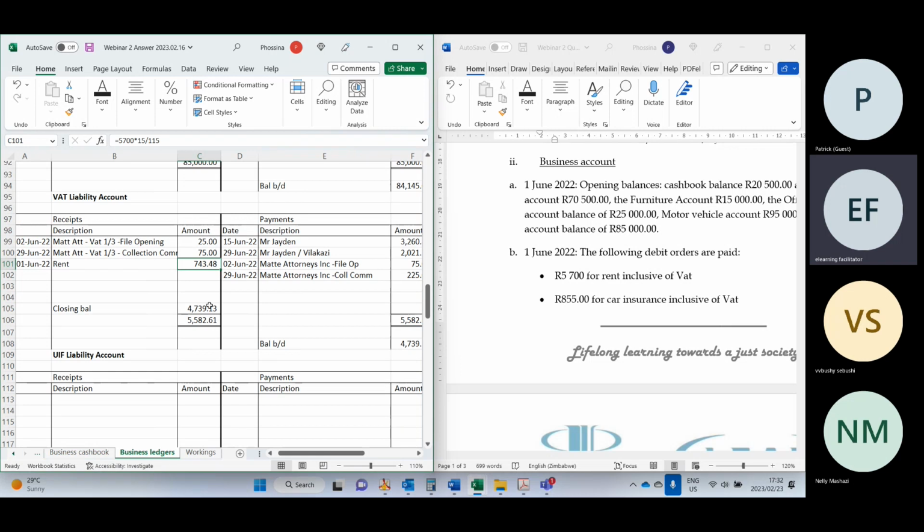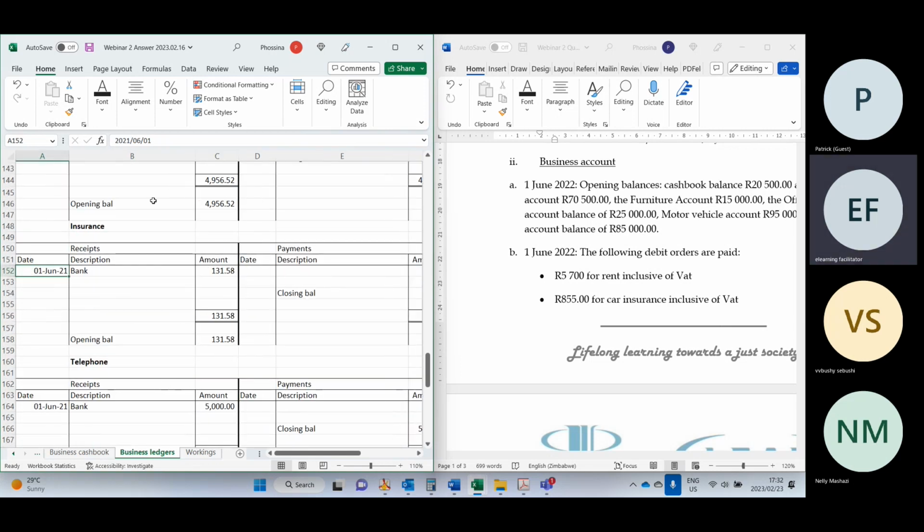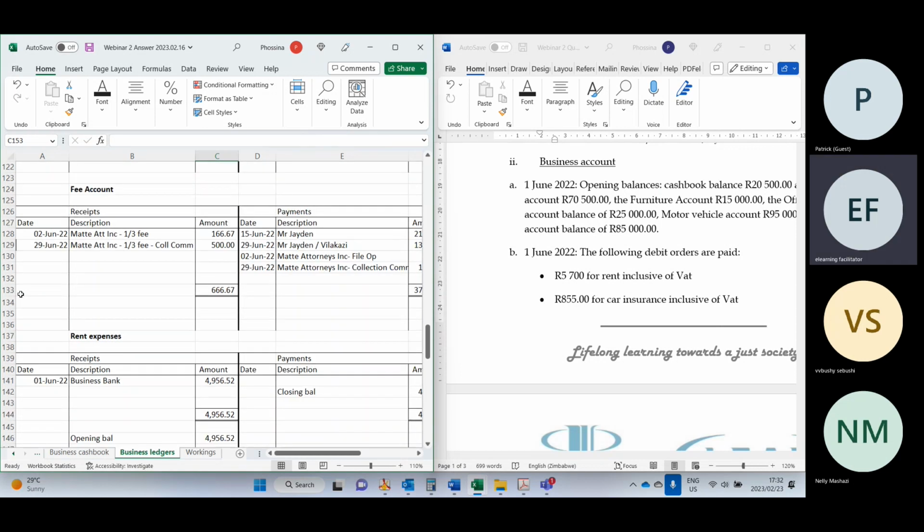And when it comes to our ledgers, we also go back to our ledgers. We can start with the insurance ledger. 1 June 2022, and it's coming from our business bank. So we are increasing our expenses for that year. And how much is it? It's 855 multiplied by 100 divided by 115. So we are allowed to claim VAT from insurance.